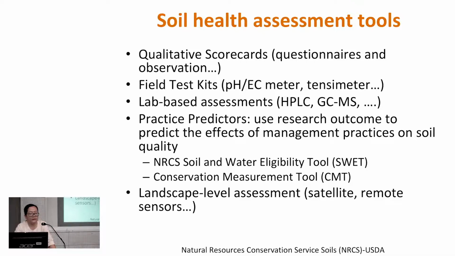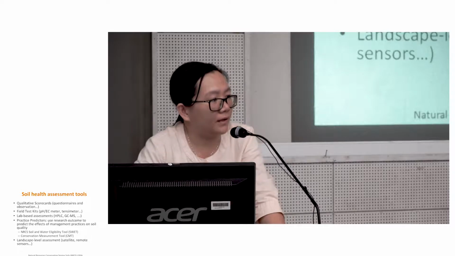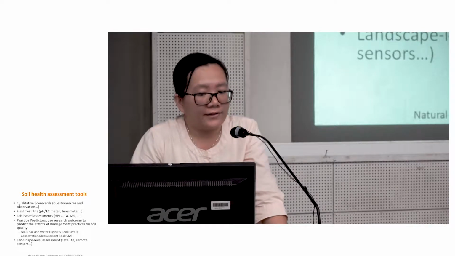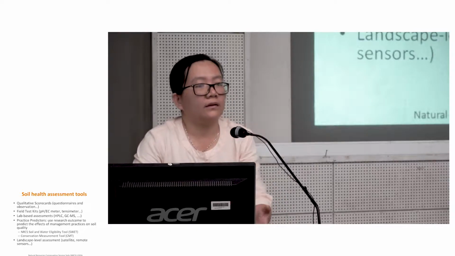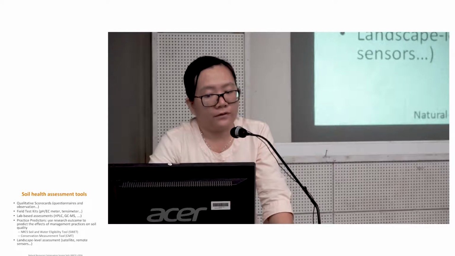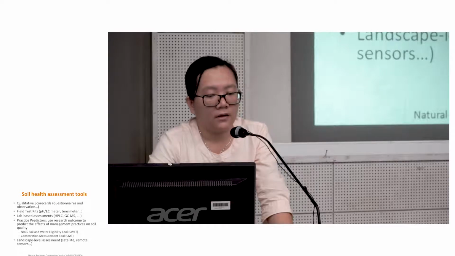So the first one is the soil card. They include questionnaires and observation. So based on the card, we can record the soil health. Then we also have some test kits, such as pH meters, EC meters, or tensiometers. For more accurate results, we can bring the soil sample to the lab to assess soil health with different instruments like HPLC, GC-MS.